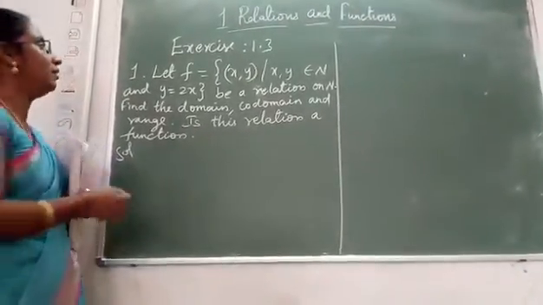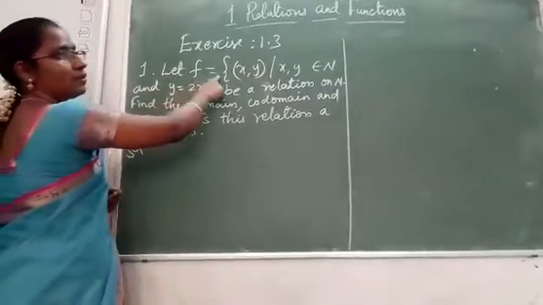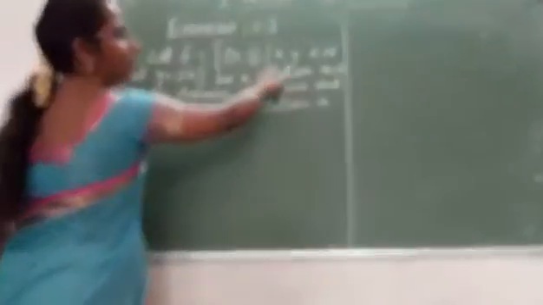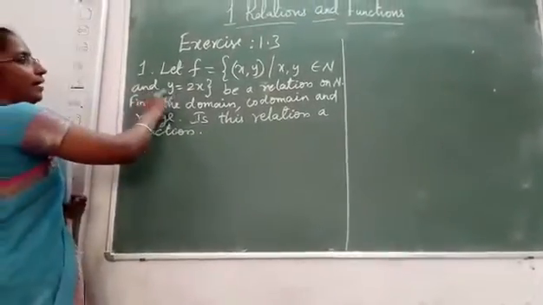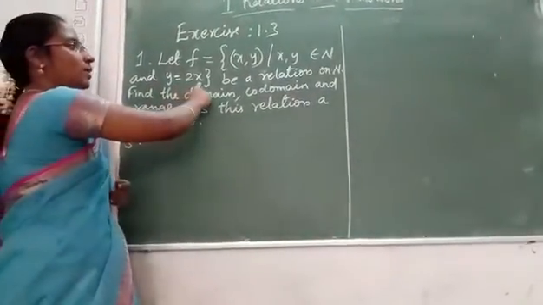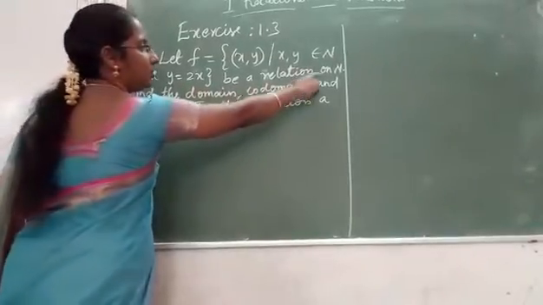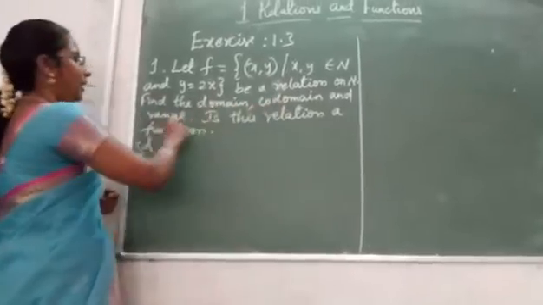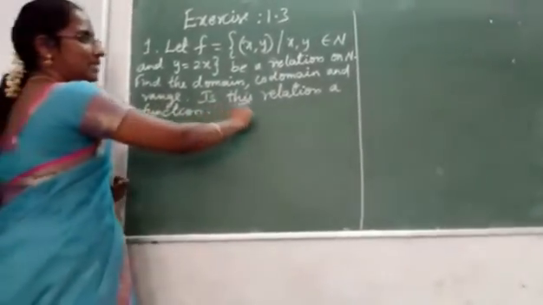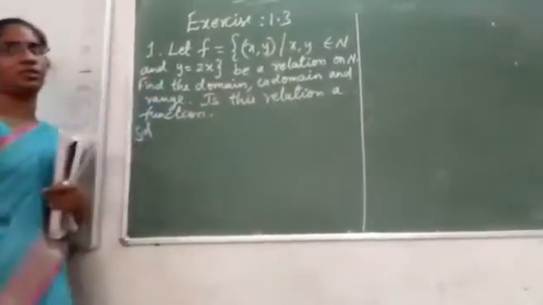Exercise 1.3. Let f equal (x, y) such that x, y is an element of natural numbers and y equals 2x is the equation. This is a relation on N. Find the domain, codomain and range. Is this relation a function?